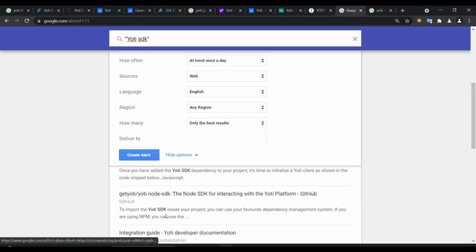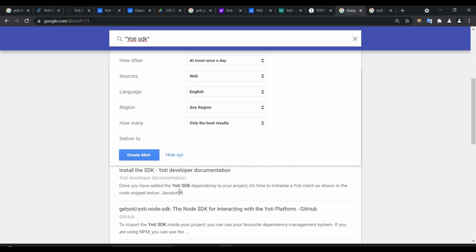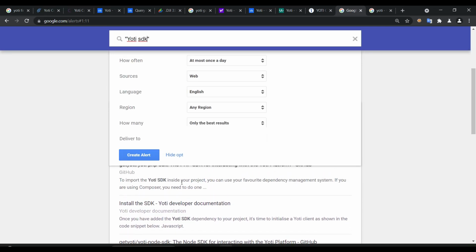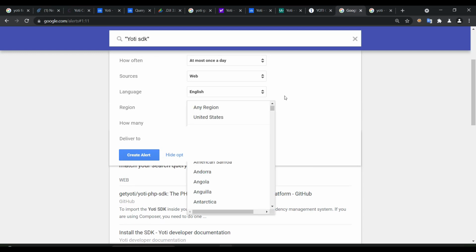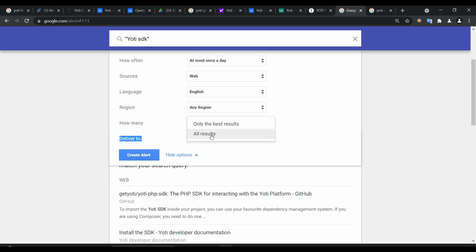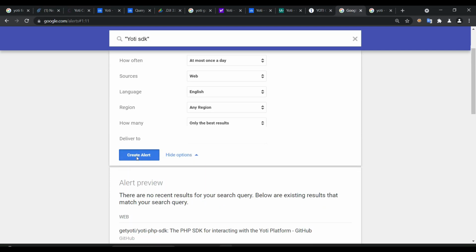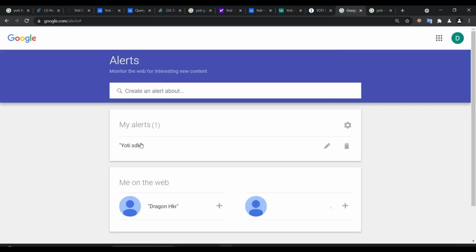Why Yoti SDK? Because I need to see if they are updating their mobile app. So whenever there is SDK information related to Yoti, the SDK for the mobile application, I can be updated. Any region, and how many results: only the best results, or all results. And which email you want to get the notifications for, and then create alert. So now we have an alert for the Yoti SDK keyword.